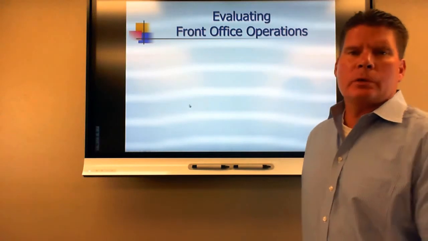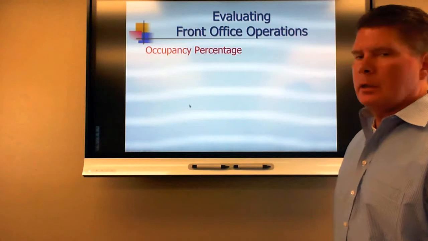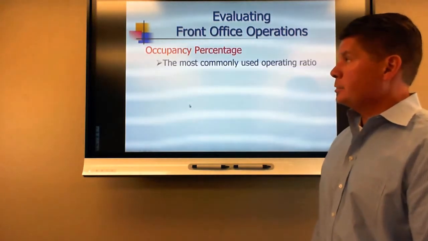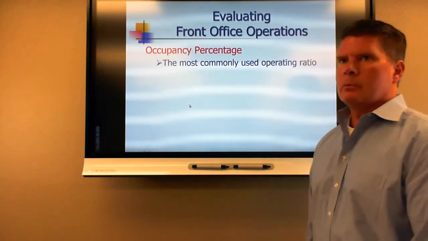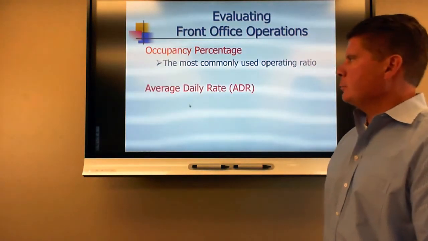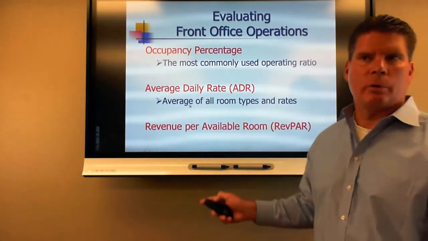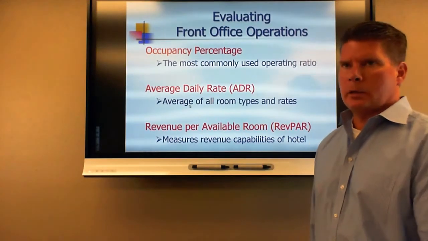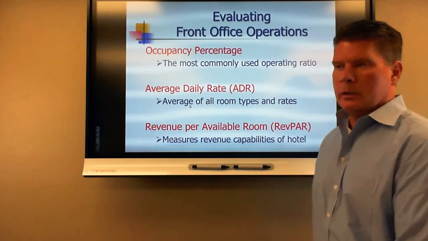In this section, we're going to determine how to evaluate front office operations. There's really three key calculations that we use. We use occupancy percentage, which is the most commonly used operating ratio. We use average daily rate, and we use RevPAR, which is revenue per available room. In these slides, I'm going to show you how to calculate all three of these, and then at the end, show you how to calculate the RevPAR index.